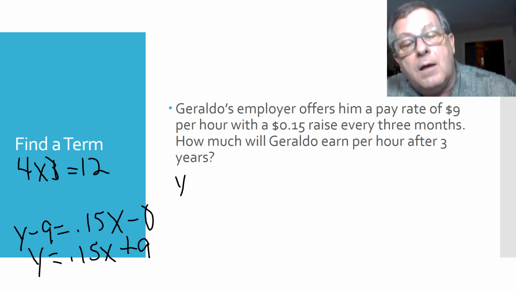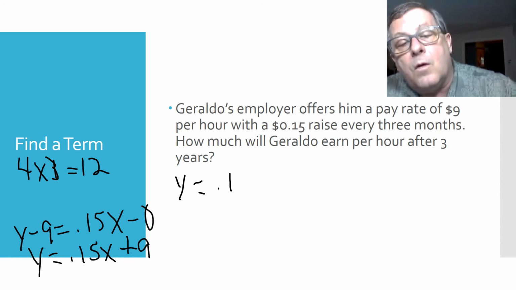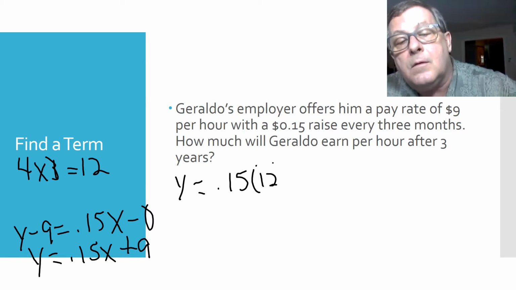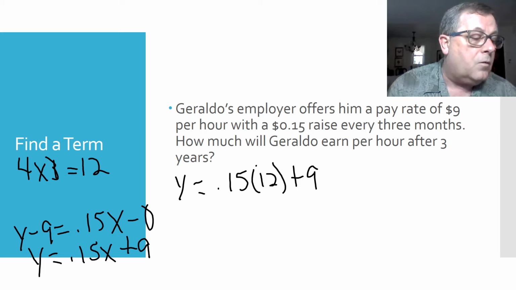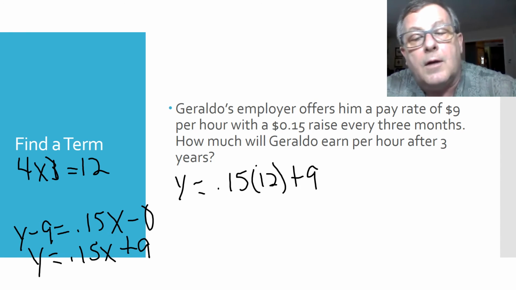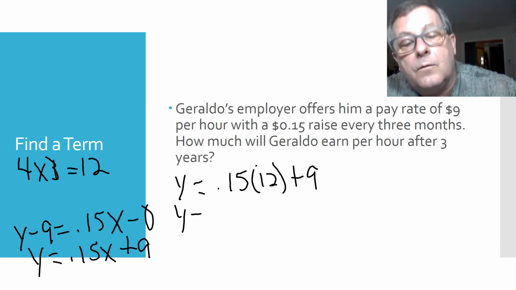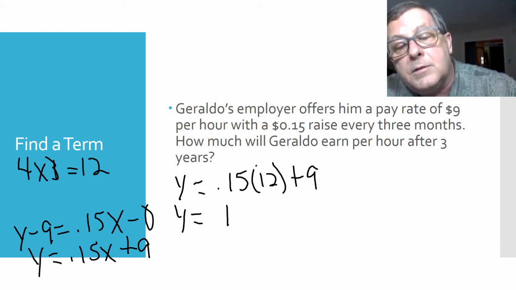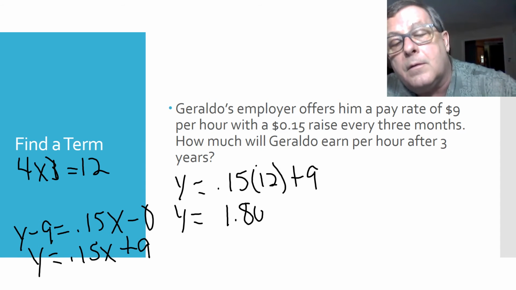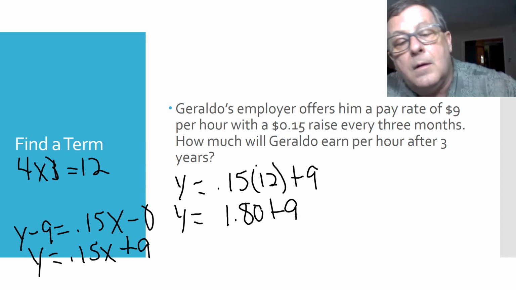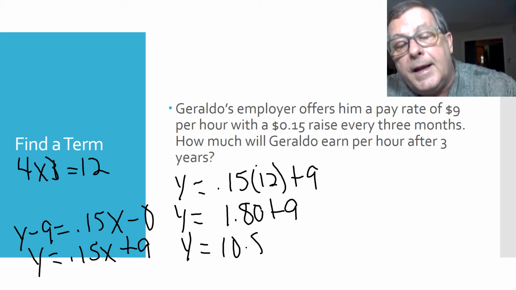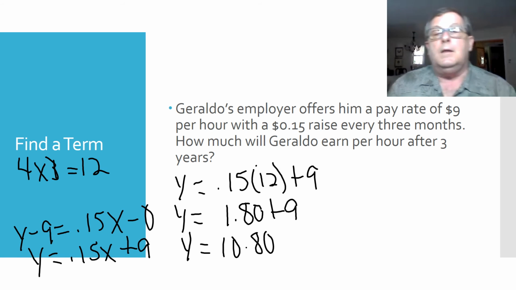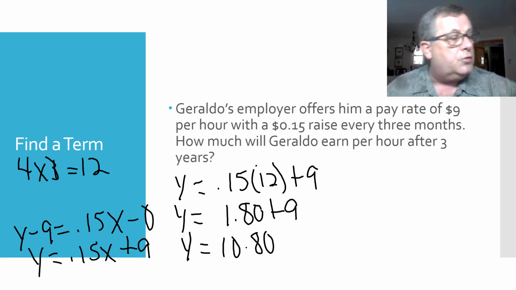So let's see. We got Y equals 0.15 times 12 plus 9. And let's see, 15 times 12. What does 15 times 12 equal? I think it equals $1.80. Y equals 1.80. Somebody might want to check me on that on the calculator. Plus 9. And so after 3 years, Geraldo is going to be making $10.80 per hour.